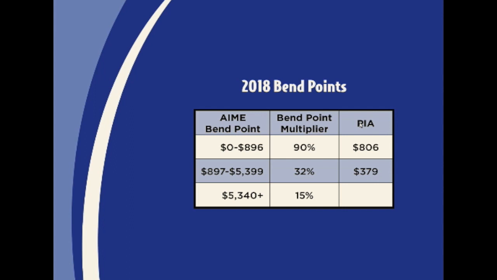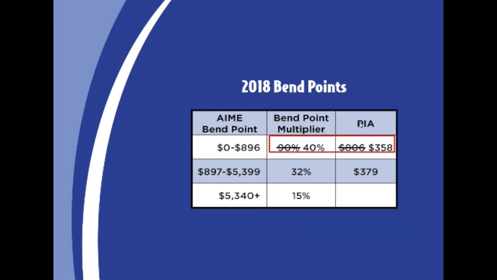And then you simply add up that last column that says PIA, and that gives you your full retirement age benefit. And in this case, it would be $1,185. Now, here's where it gets different if you have a pension from work where you did not pay Social Security tax. And this is the only difference between the calculations. Instead of 90% in that first band, it's 40%. And so in this case, it would reduce down the first amount from $806 down to $358. And instead of an $1,185 primary insurance amount, it would be reduced down to $737.